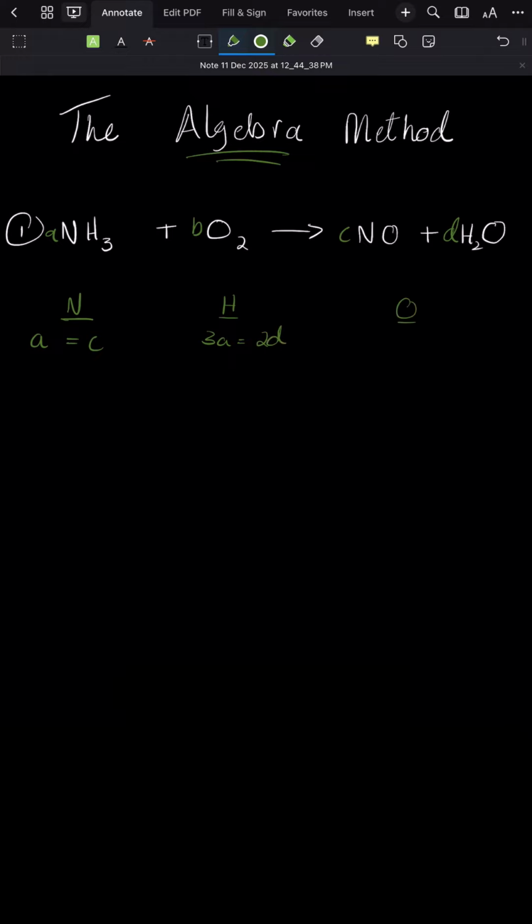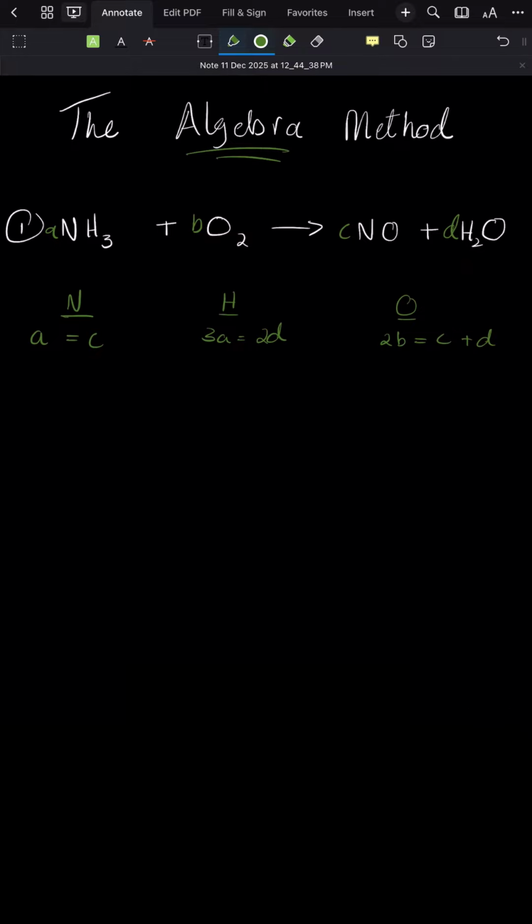As for oxygens, on the left hand side we have 2 times B, 2B oxygens, plus 1 times C, C oxygens, and don't forget this one, which is D. So now we have 3 algebraic equations, and now we have to choose a letter that is present in all of these equations or is common across most of them.